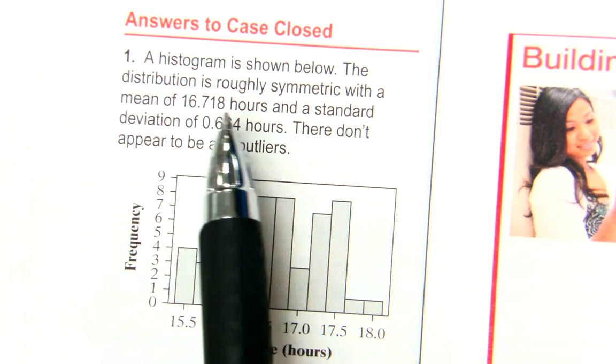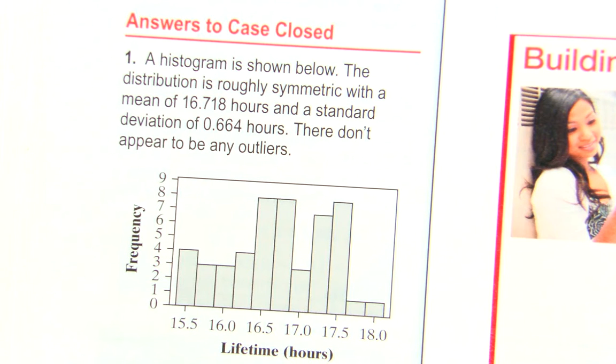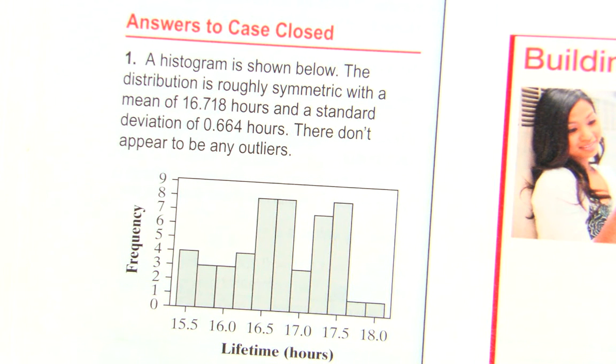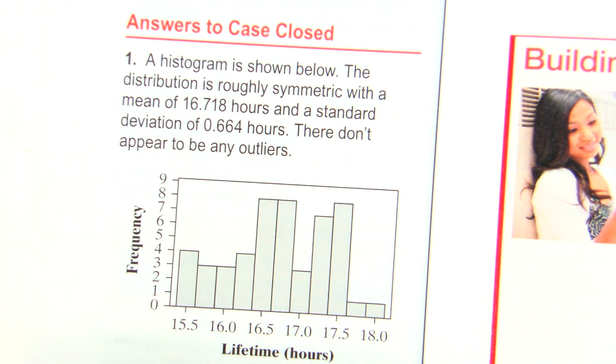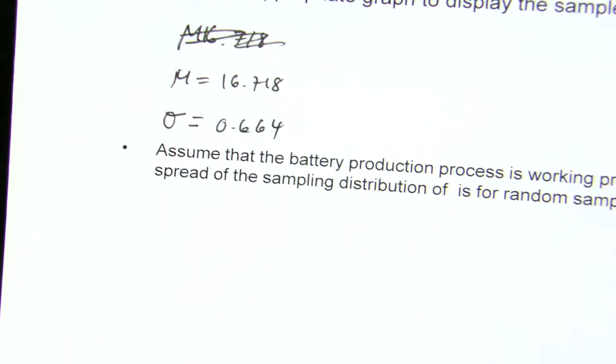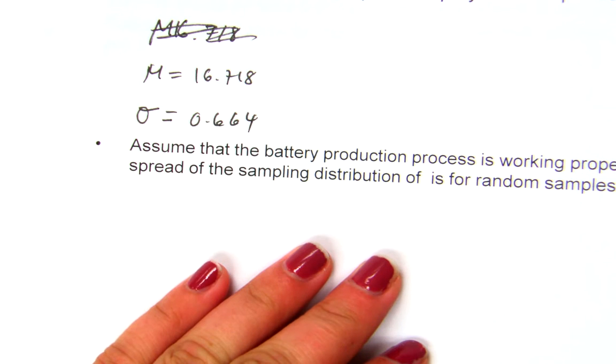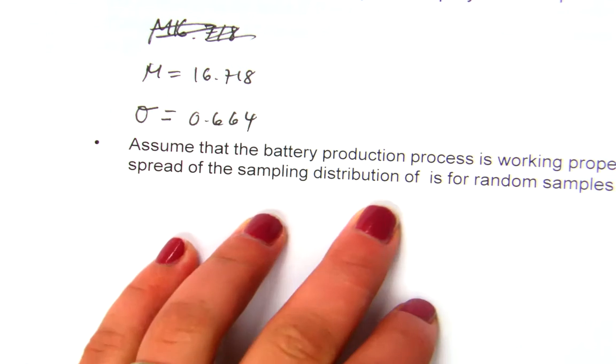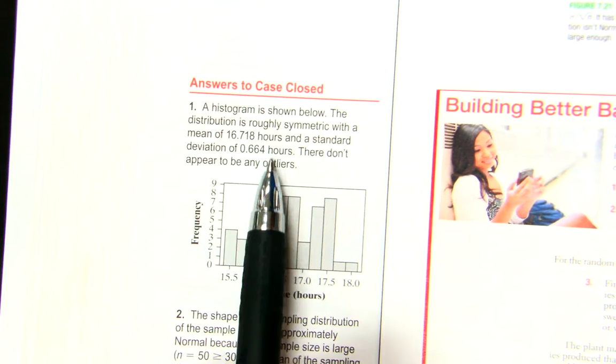And there's the mean of 16.718 hours. I'm writing this down on other paper. And a standard deviation of 0.664 hours. All right. The next one, it says, assume that the battery production process is working properly. Describe the shape, center, and spread of the sampling distribution, which is basically what is up here in this section.